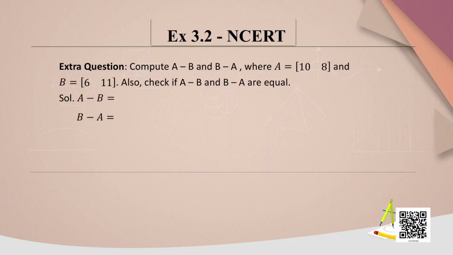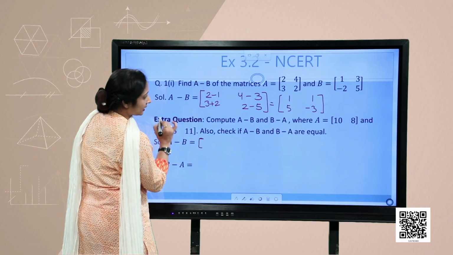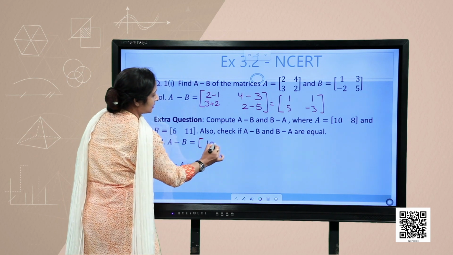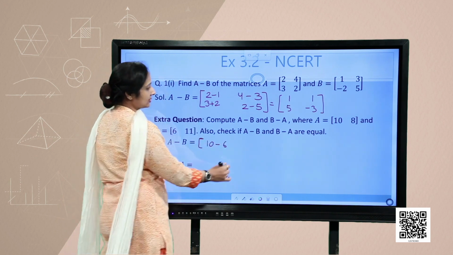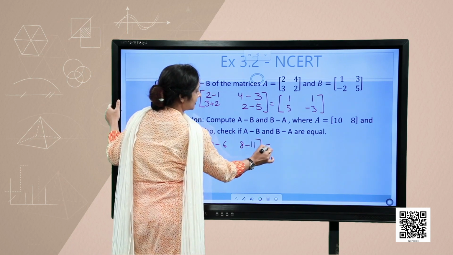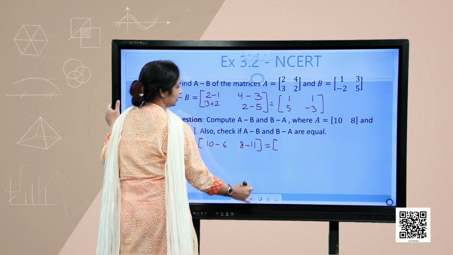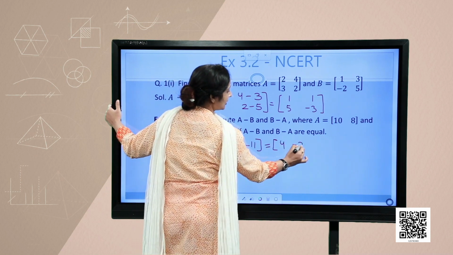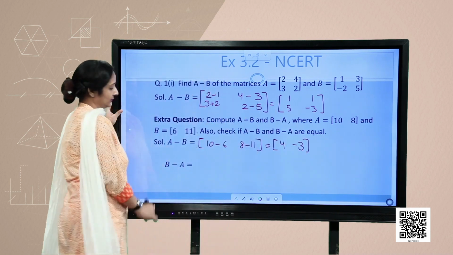Now, one more extra question I have written here: compute A minus B and B minus A, where A and B are given to you. Also check if A minus B and B minus A are equal. Let us do it. A minus B, that means 10 minus 6. The second element will become 8 minus 11. So, the answer is coming out to be 4 and minus 3.